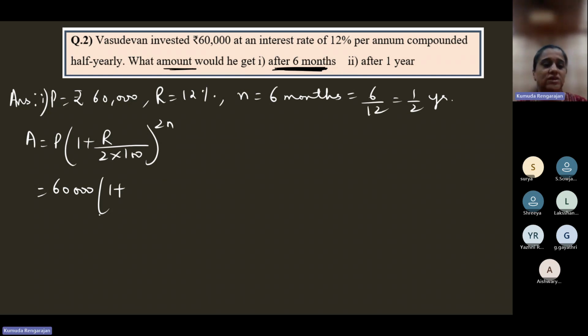So P is 60,000 into 1 plus R. What do you see R as in the question? 12. So 12 by 2 into 100 to the power. What do we see n as in the question? Time is 6 months. But since we shouldn't substitute time in months, we converted that to years. So half a year. n is 1 by 2. 2n is 2 into 1 by 2.